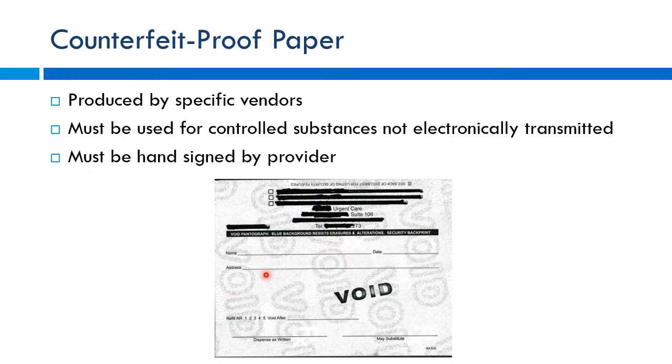Right, so here's an example of prescription counterfeit-proof paper. If you try to copy it, it will just say void all over it. So that's one way we try to get around some of that. And again, it has to be hand signed by the prescriber, especially for C2s. No stamps, no electronic signature. It has to be handwritten for C2 specifically. And for C2s, we cannot communicate that electronically. Sometimes you can call in things like C3, 4, or 5, but C2s have to be all on hard copy, essentially.